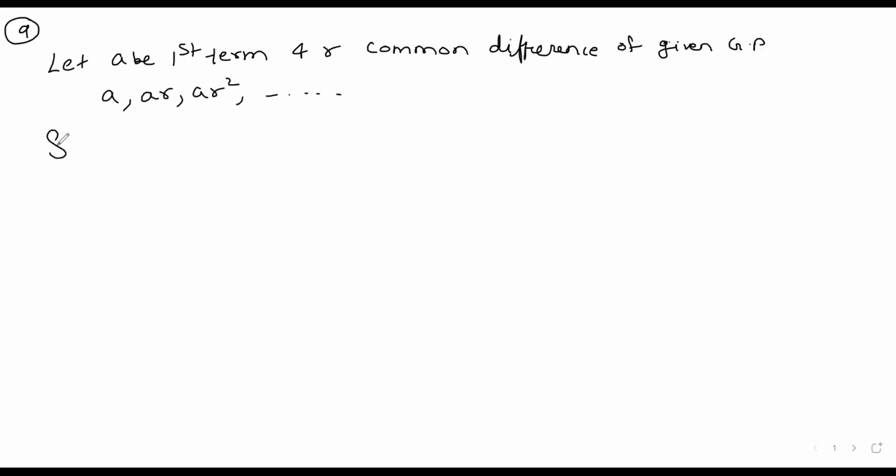Now S is sum of n terms of GP. So S is nothing but Sn, depending on the value of r. So let us assume that r is greater than 1. So Sn will be a, r raised to n minus 1, upon r minus 1.